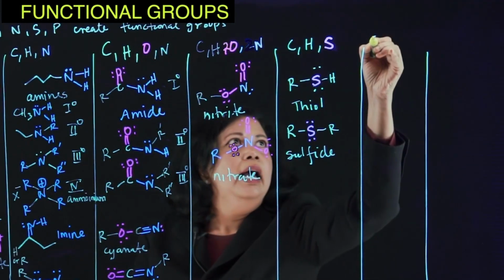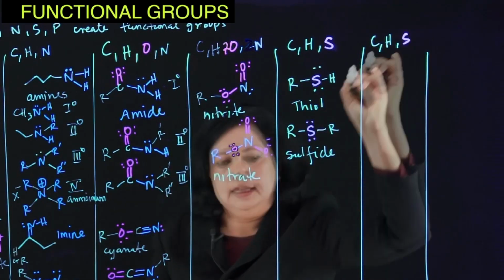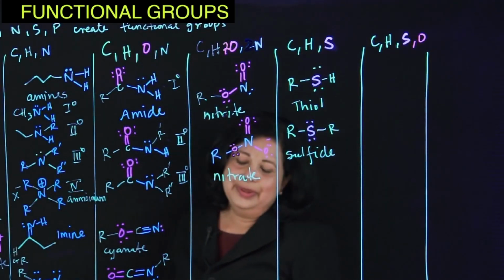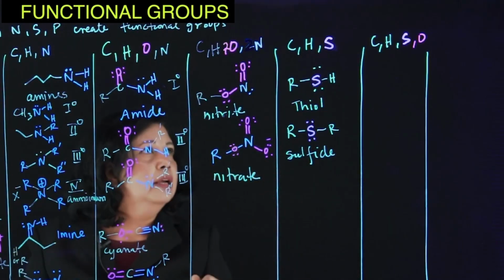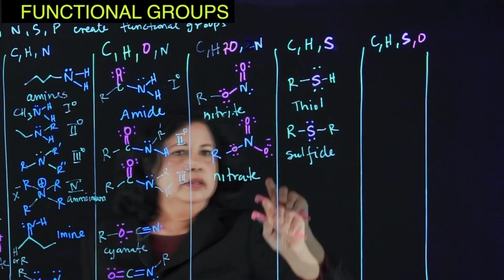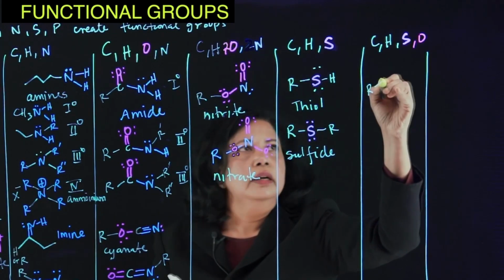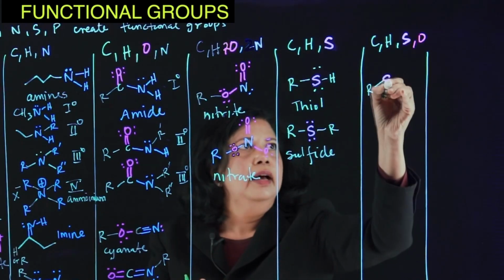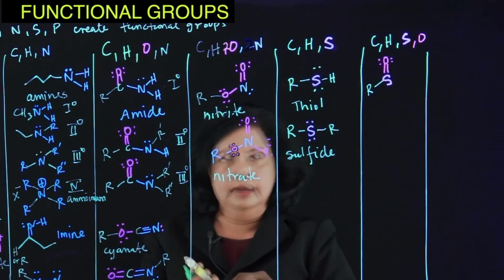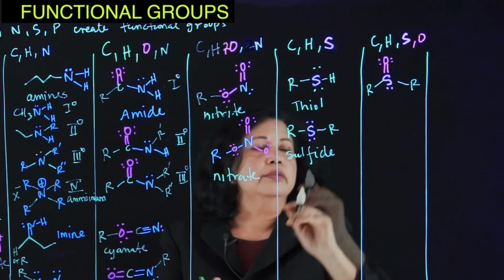C, H, S, and O. Let's see what kind of functional groups you can put with those. What are the possibilities? Well, you can take the sulfur and you can think of putting an oxygen on here. That's possible. So that is going to be R, S, and then here you can put a double bond O, and let's say you have an R group here. Then you will have a lone pair on sulfur.